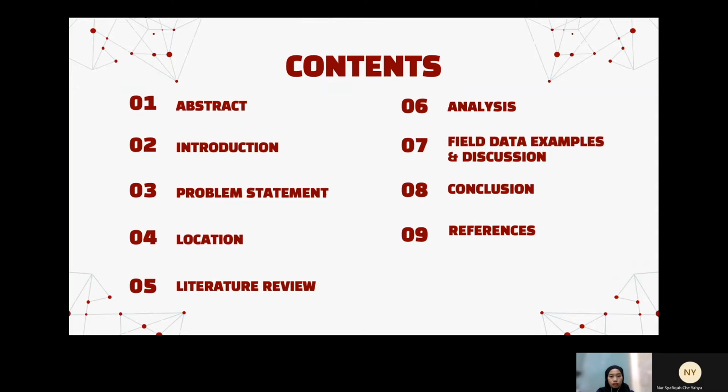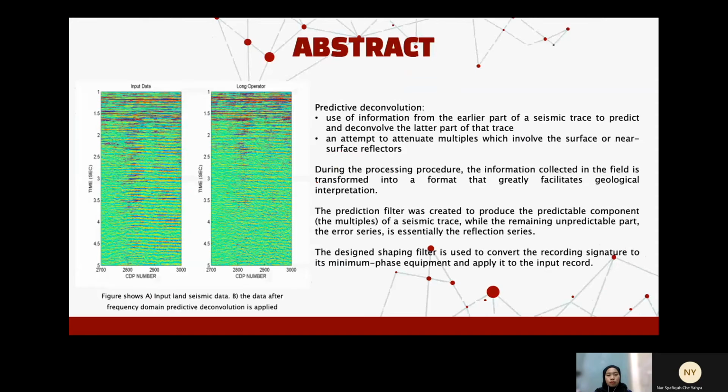So the contents for today's presentation, I will start with abstract, introduction, then followed with problem statement. Then I will present the location. The location is based on one of the journals that I have used the most for this presentation. Then I will present the literature review, analysis, field data examples and discussion, and lastly the conclusion and reference. Now I will start with abstract.